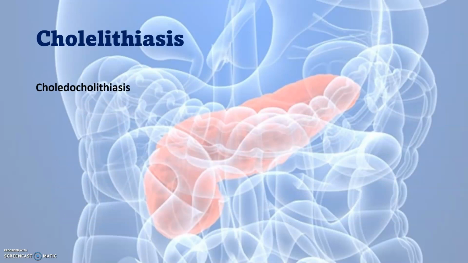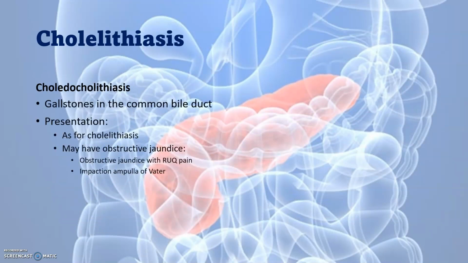So let's think a little bit about choledocholithiasis. These are gallstones in the common bile duct which are causing obstruction to bile flow. And patients often have obstructive jaundice due to impaction of the stone in the ampulla of Vater.